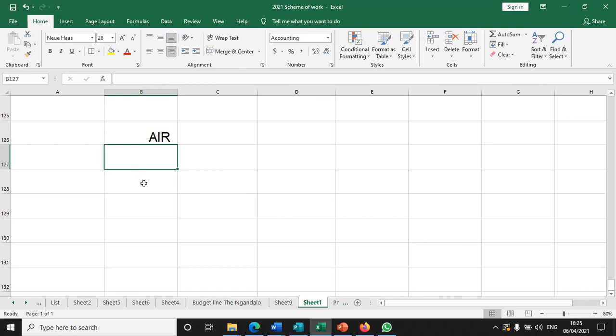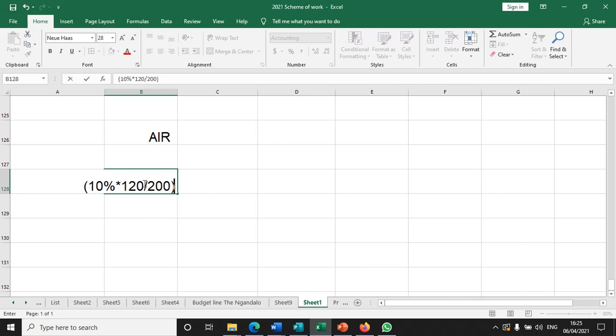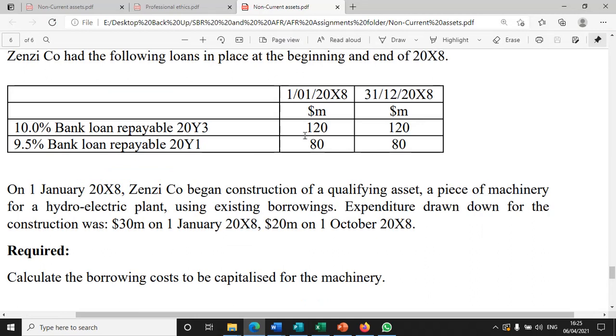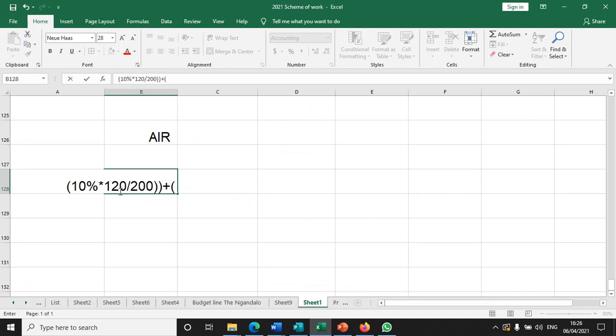Okay, so our average interest rate in that question will be 10% of 120 divided by 200. Now, how am I getting this? That could be a nice question. Look at the way these statements have been phrased. 120 goes with 10%, and then 80 goes with 9.5. Now, the total of these two principals is your denominator. 120 plus 80 gives you 200. So you run with that.